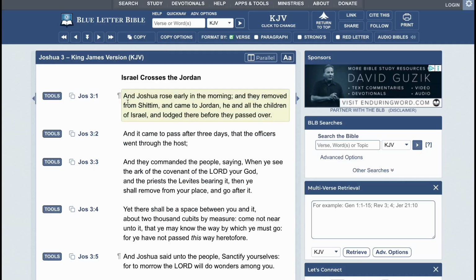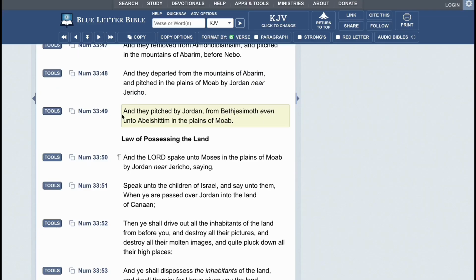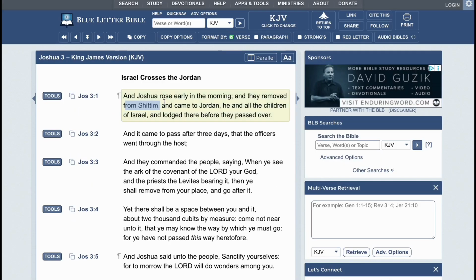And we read in Joshua 3:1, "And Joshua rose early in the morning, and they removed from Shittim." Remember in Numbers 33 verse 49, the last place they pitched: "and they pitched by Jordan from Beth Jeshimoth even unto Abel Shittim in the plains of Moab." So Abel Shittim, and we see here that they're removing from Shittim and coming to Jordan. "He and all the children of Israel came to Jordan and lodged there before they passed over." So this is very important. God is letting us know that they lodged there.